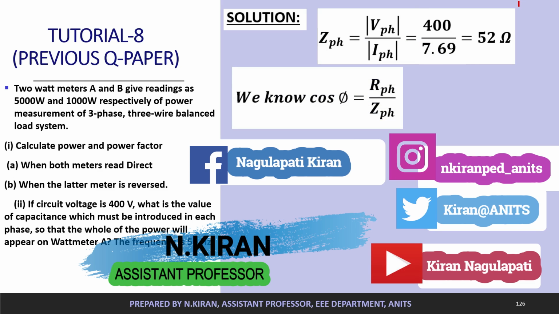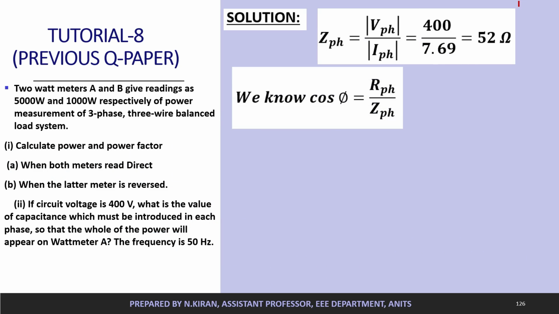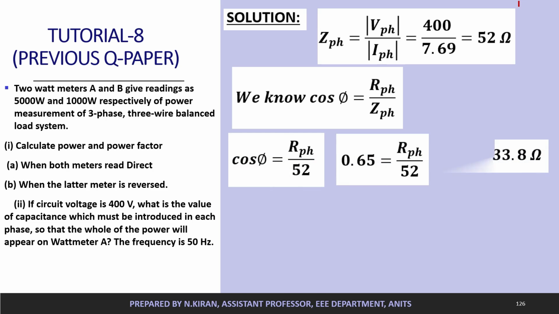So next the phase impedance is nothing but the ratio of phase voltage by phase current. Phase voltage is nothing but 400 volts. Since the load is assumed to be delta, we know the magnitude of line voltage and phase voltage are same, and we obtain phase current to be 7.69, which will give me the phase impedance to be 52 ohms. Power factor cos phi can be given as R by Z. From this, I'll get the value of R to be 33.8 ohms.